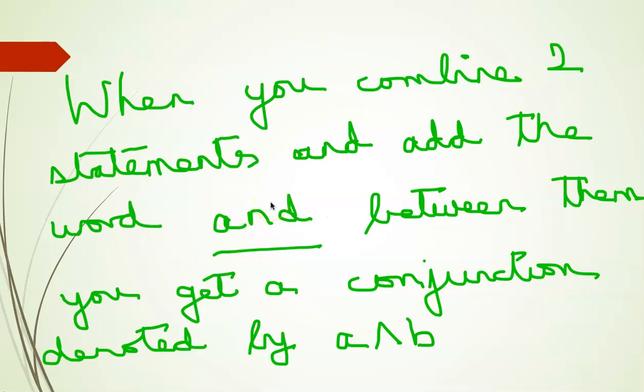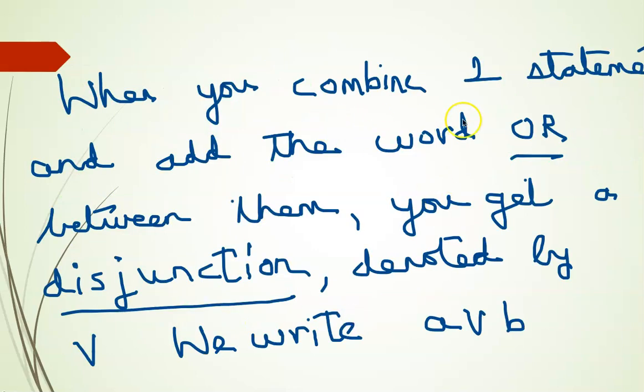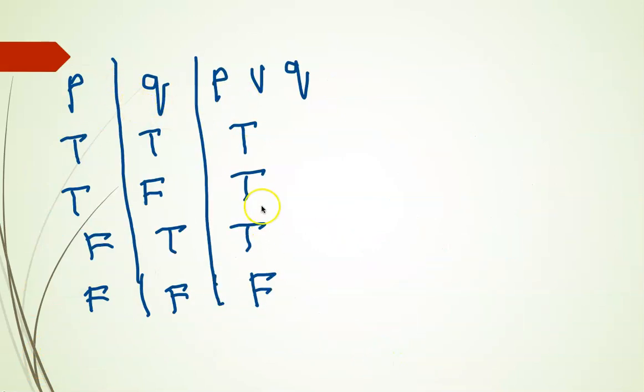Now when you combine two statements and add the word and between them, you get a conjunction, and this is denoted by this symbol. For example, this is a truth table for a conjunction. T and T is true, T and false is false, false and T is false, false and false is false. When you combine two statements and add the word or between them, you get a disjunction, and this is denoted by this symbol. We write A disjunction B. So this is a symbol for truth table for disjunction. True or true is true, true or false is true, false or true is true, false or false is false.